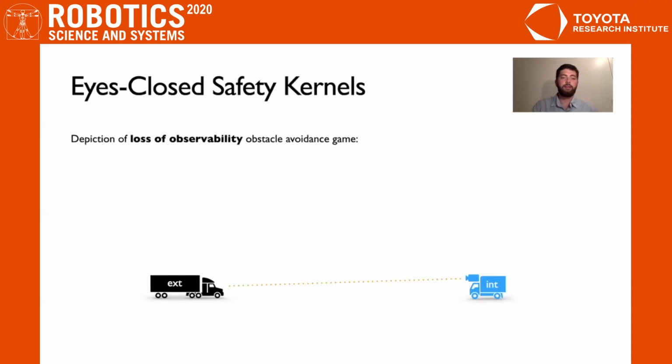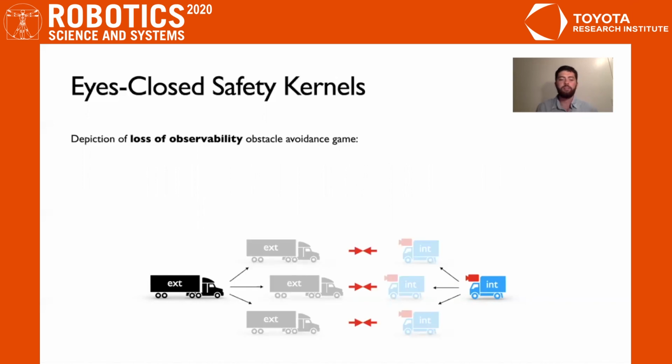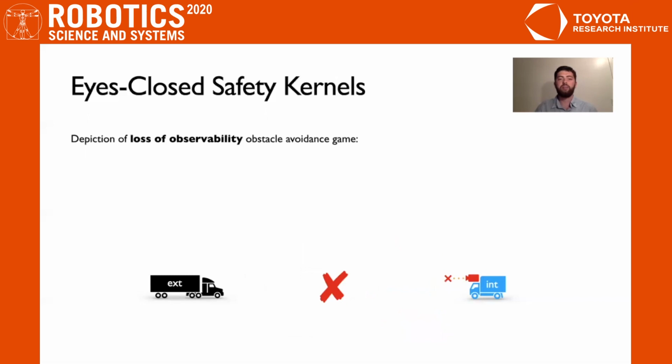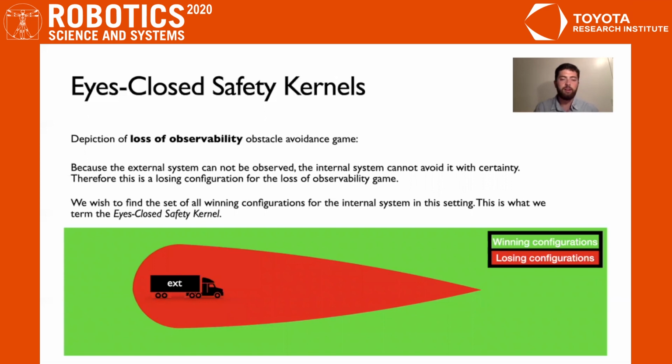In contrast, let's look at the loss of observability obstacle avoidance game. In this situation, the internal system has some kind of observability failure due to a sensor failure or other. Now, the internal system does not know where the external system might have moved towards. Because of this, any potential action that the internal system might take could potentially lead to an obstacle collision. Therefore, although this game configuration was winning in the standard observed obstacle avoidance game, in the loss of observability obstacle avoidance game, this is a losing configuration. We wish to find the set of all winning configurations for the internal system in this loss of observability setting. This is what we term the eyes-closed safety kernel.